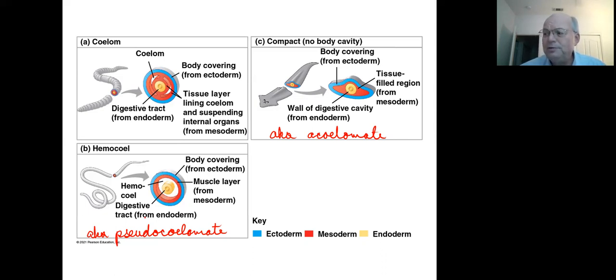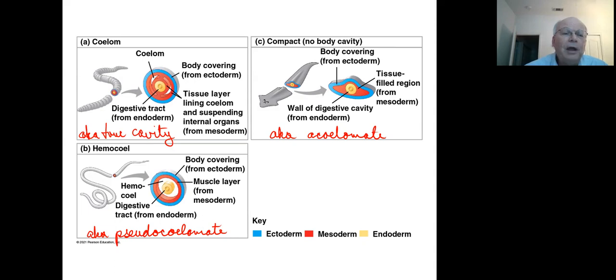And so this is considered to be a more advanced body plan than the acoelomate body plan if you're looking at grade analysis. But it is not the most advanced body plan. The most advanced body plan is a true body cavity, or a coelom. So AKA true cavity. So pseudocoelom means false cavity.